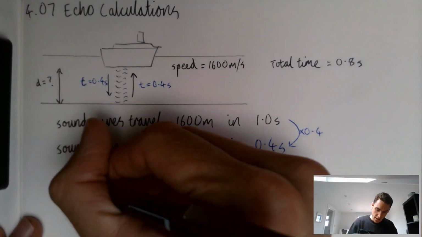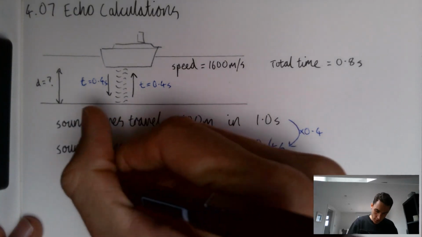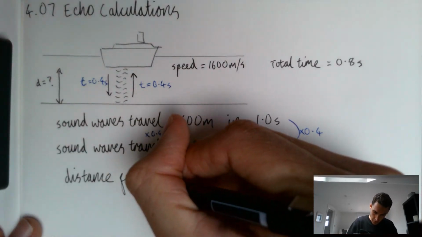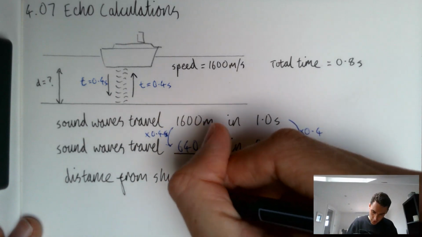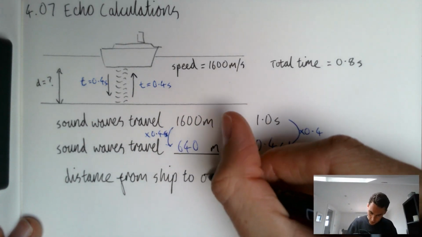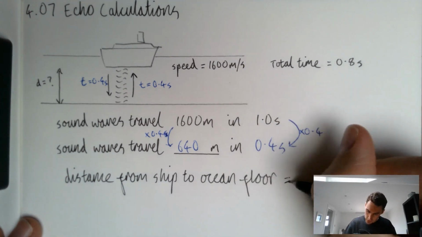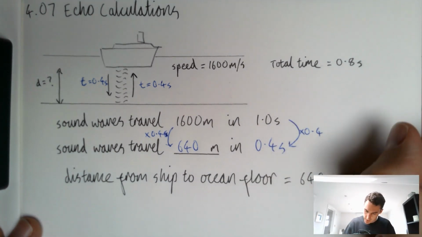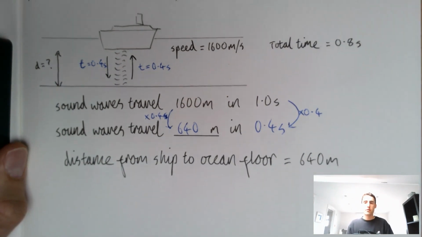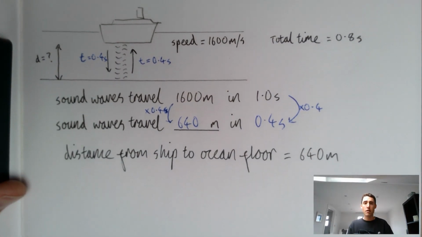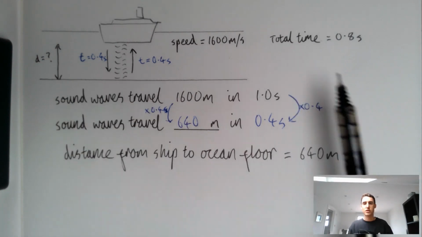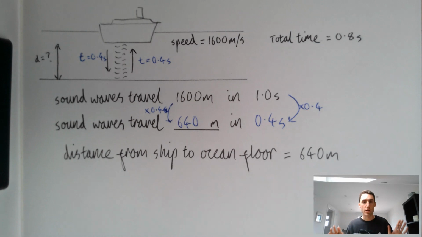So I might say distance from ship to ocean floor equals 640 meters. Now, really, the part here that relates to echoes is not all this stuff. This is kind of just jumping ahead. Again, I'd probably only do this if you've got a high priority group, because this is going on something that I'll cover in more detail in year 8.